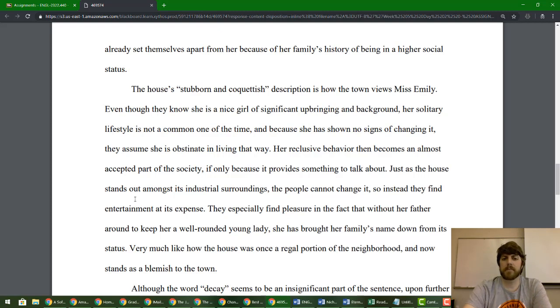She said the house's stubborn and coquettish description is how the town views Miss Emily. Even though they know she's a nice girl of significant upbringing and background, her solitary lifestyle is not a common one at the time, and because she has shown no signs of changing it, they assume that she is obstinate in living that way. Her reclusive behavior then becomes an almost accepted part of the society, if only because it provides something to talk about. Just as the house stands out among its industrial surroundings, the people cannot change it, so instead they find entertainment at its expense. They especially find pleasure in the fact that without her follower around to keep her a well-rounded young lady, she has brought her family's name down from its status, very much like how the house was once a regal portion of the neighborhood and now stands as a blemish on the town.